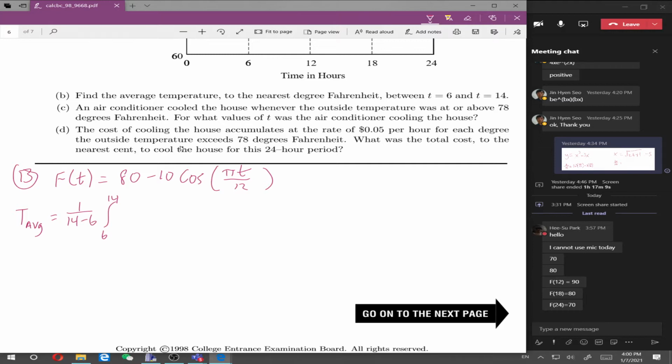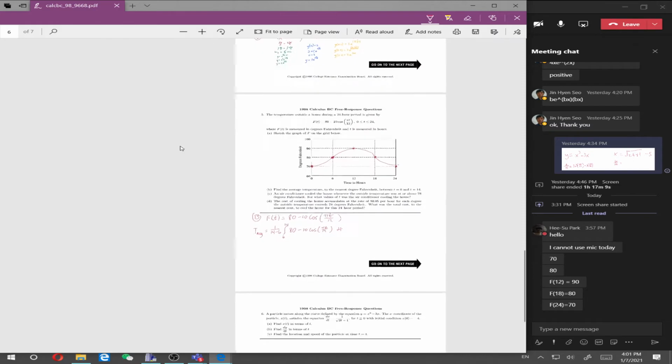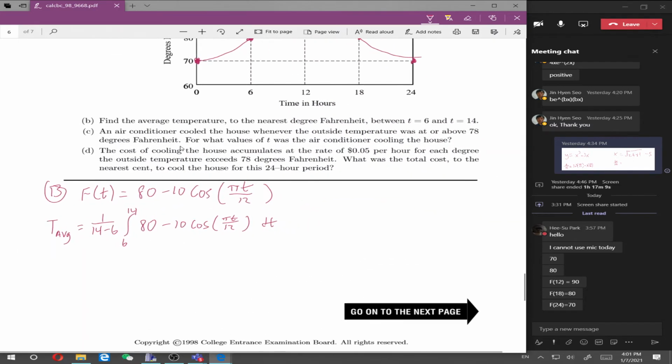Okay. 1 over 8, the equation 80 minus 10 cosine pi t over 12 dt. Awesome. Okay, and this is still with the calculator, so I'm going to go ahead and plug that in.